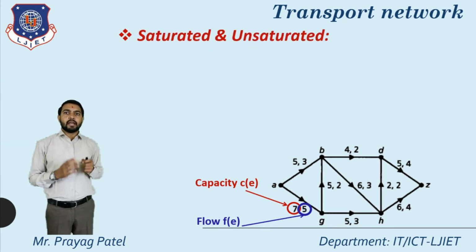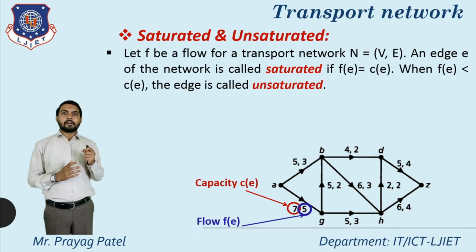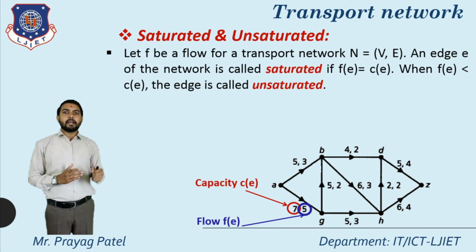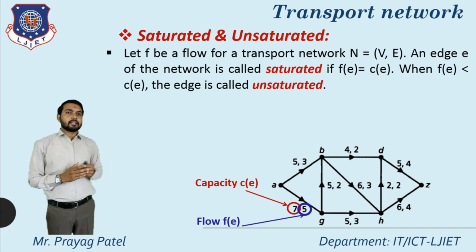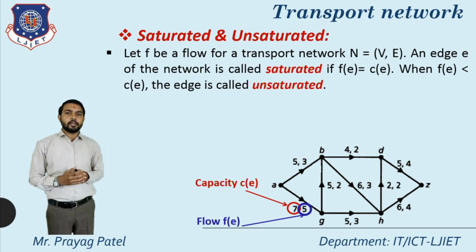Now after that, the next definition is saturated and unsaturated flow. Let F be a flow for a transport network N = (V, E). An edge E of the network is called saturated if F(E) = C(E). That means flow is equal to capacity. If flow of the edge is equal to capacity of the edge, then it is called saturated. Another case is considered unsaturated: when F(E) < C(E), the edge is called unsaturated.